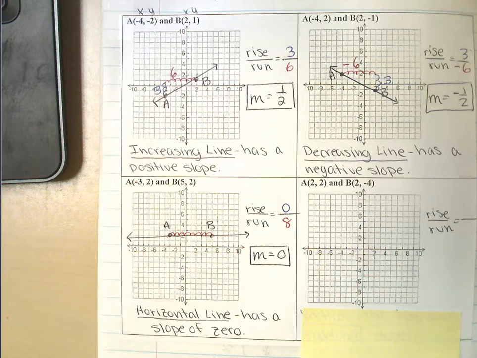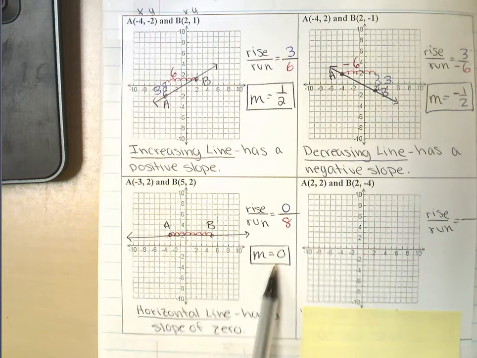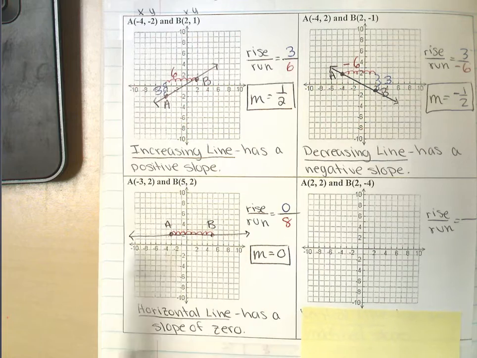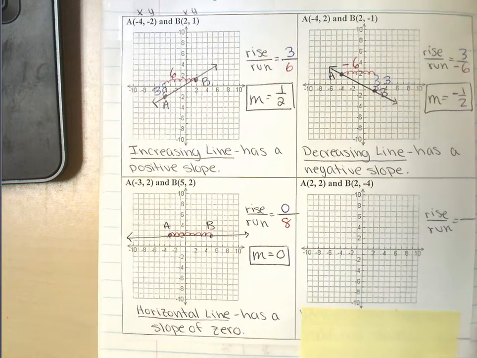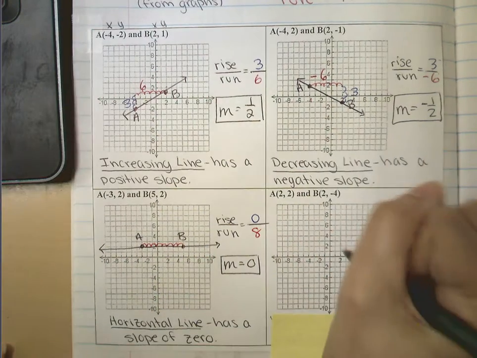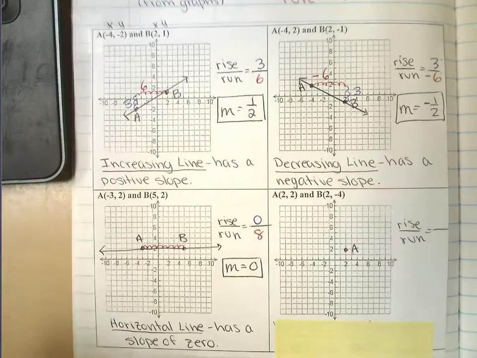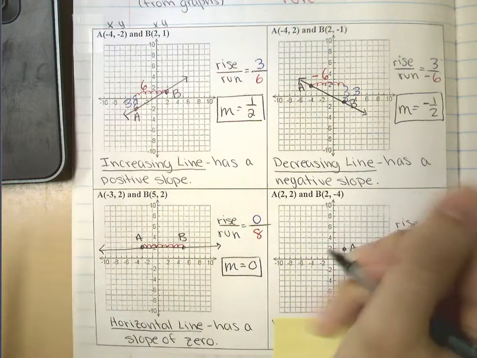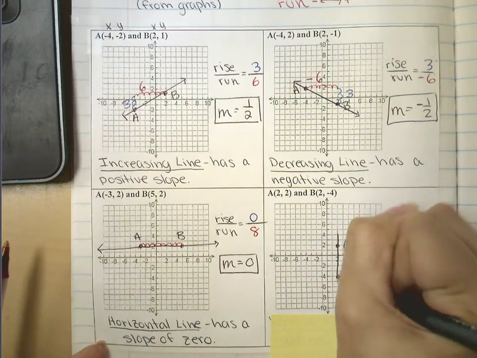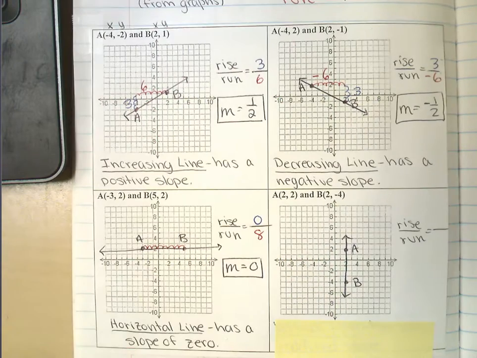This is known as a horizontal line. Anytime your slope is 0, your line is going to be straight like this. This is a horizontal line. And then the last one, I have points at 2, 2 for A, and 2, -4 for B. So now my line is going up and down straight.